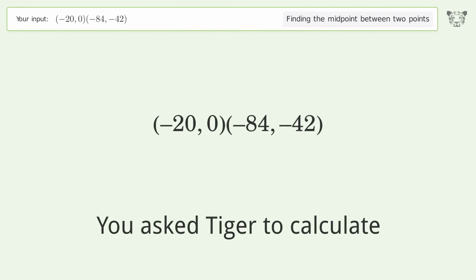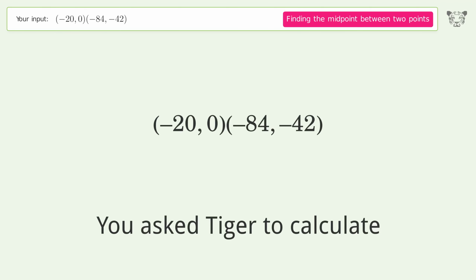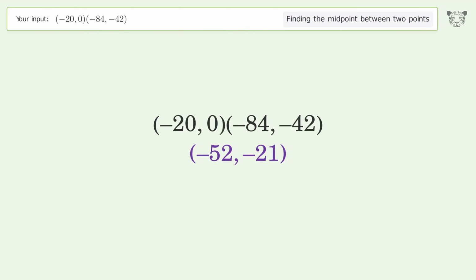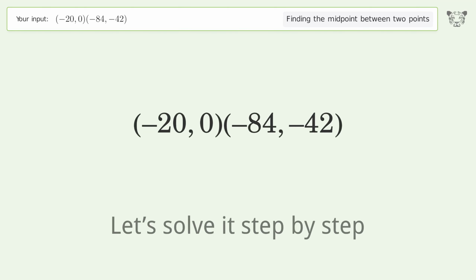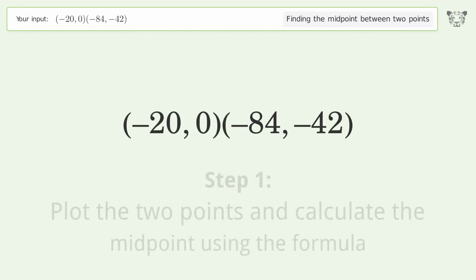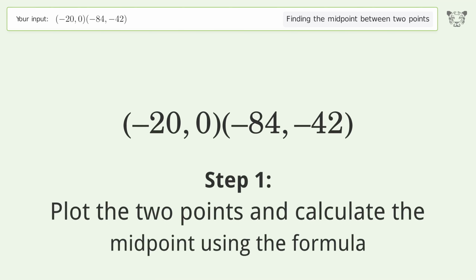You ask Tiger to calculate. This deals with finding the midpoint between 2 points. The midpoint between the 2 points is -52, -21. Let's solve it step by step. Plot the 2 points and calculate the midpoint using the formula.